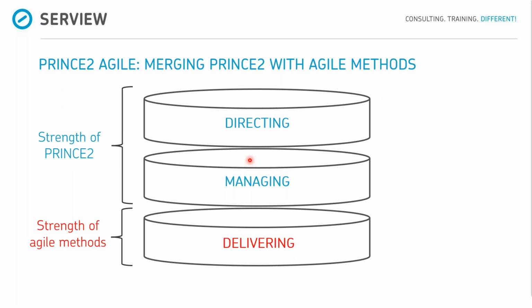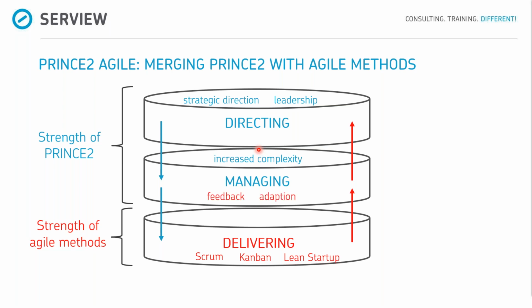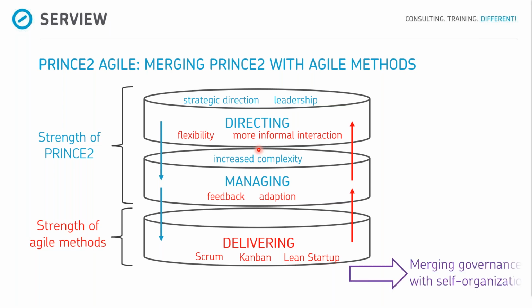So on the one hand, there is still strategic direction and leadership from the directing level, but on the other hand, you adapt an Agile mindset, which includes feedback culture, no blame culture, self-management, flexibility, and more informal communication or interaction. And that's through the delivery level where Agile frameworks are used. So you see that we still have governance, but it is combined with self-organization or self-management.